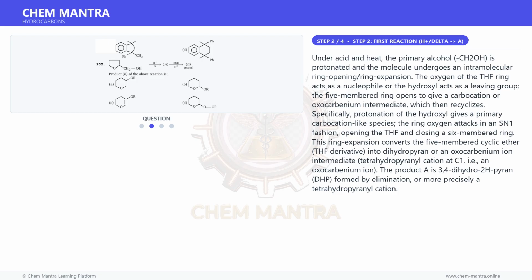The ring oxygen attacks in an SN1 fashion, opening the THF and closing a 6-membered ring. This ring expansion converts the 5-membered cyclic ether, THF derivative, into dihydropyran or an oxocarbenium ion intermediate, tetrahydropyranyl cation at C1, an oxocarbenium ion. The product A is 3,4-dihydro-2H-pyran, DHP, formed by elimination, or more precisely a tetrahydropyranyl cation.